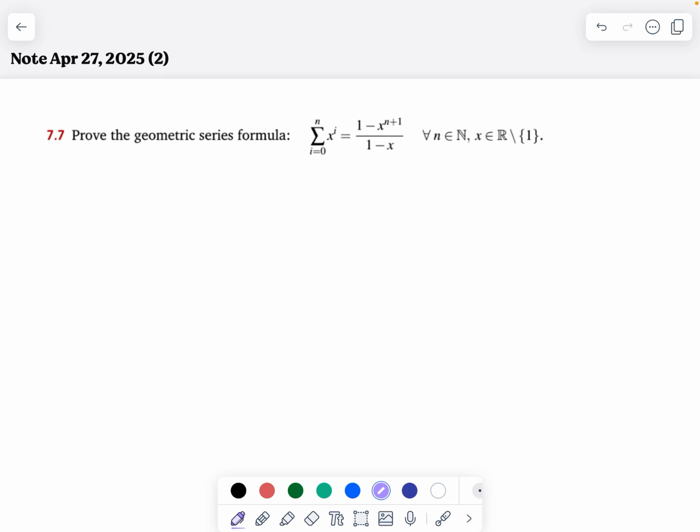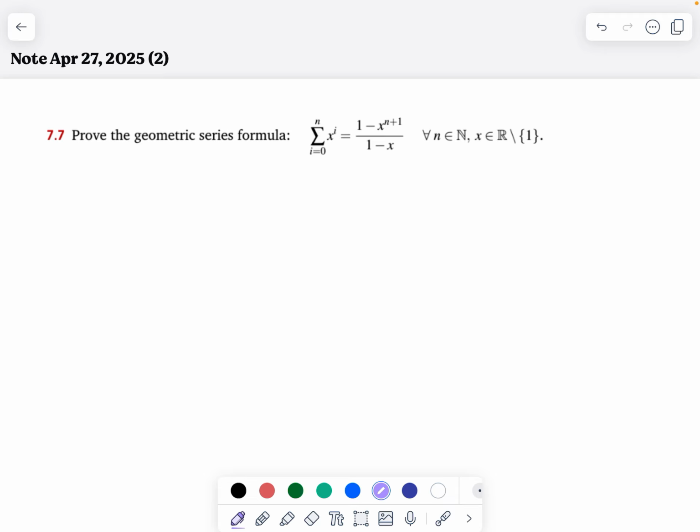So here I have this induction problem from the lecture notes, which says for us to prove the geometric series formula, which is essentially the summation from i equals 0 to n of x to the power of i equals (1 minus x to the power of n plus 1) over (1 minus x), for all n in the set of natural numbers and for all x in the set of real numbers excluding 1.